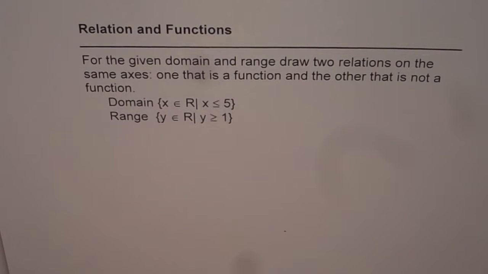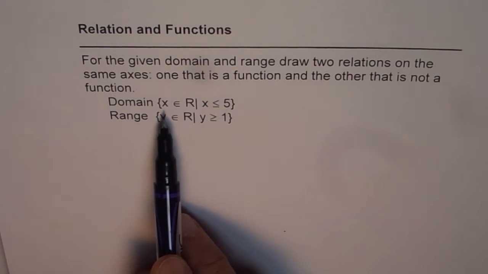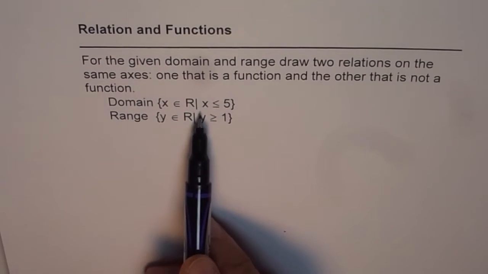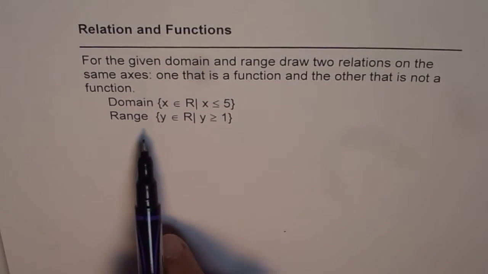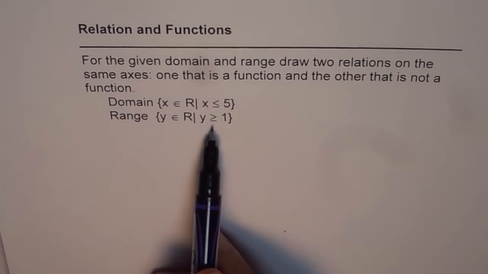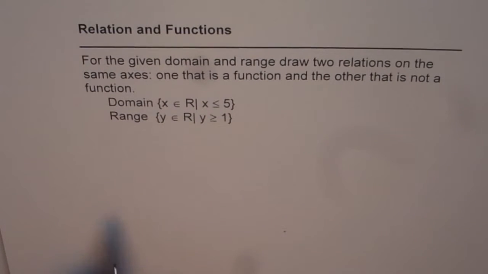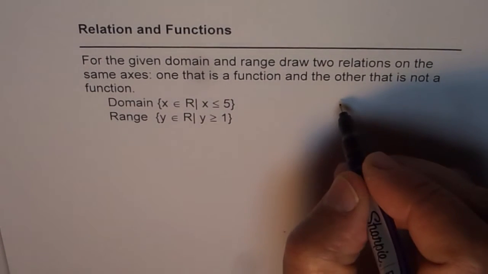Relations and functions. For the given domain and range, draw two relations on the same axis: one that is a function and the other that is not a function. We have domain of x belonging to real numbers where x is less than or equal to 5, and range is y belongs to real numbers where y is greater than or equal to 1. So try to do this question.